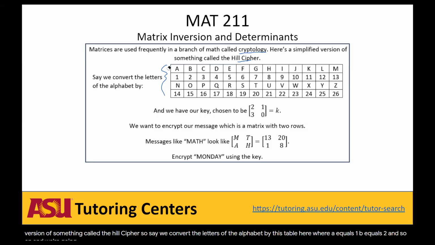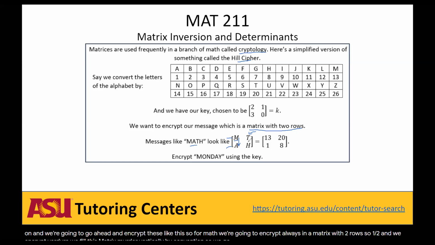And we're going to go ahead and encrypt these like this. For math, we're going to encrypt always in a matrix with 2 rows. And we fill this matrix vertically by convention. So we go M, A, T, H. We just fill one column at a time.